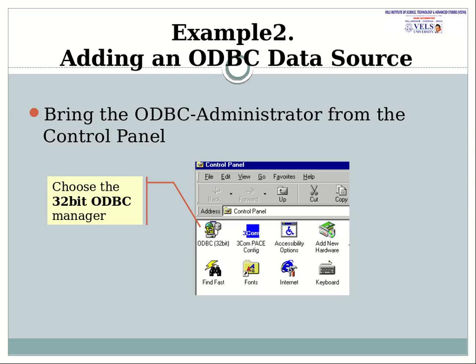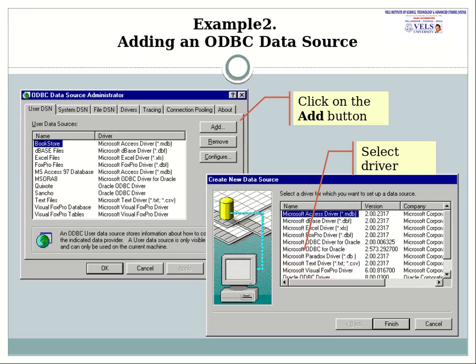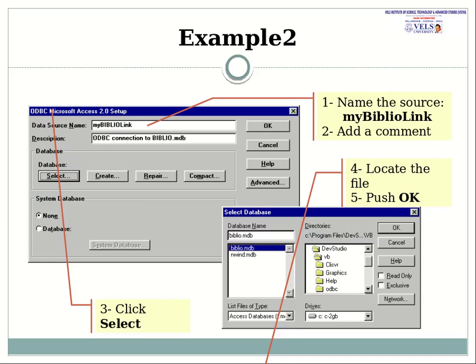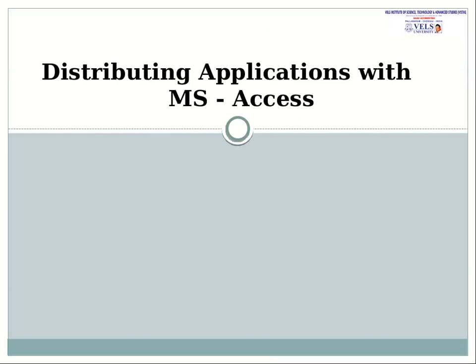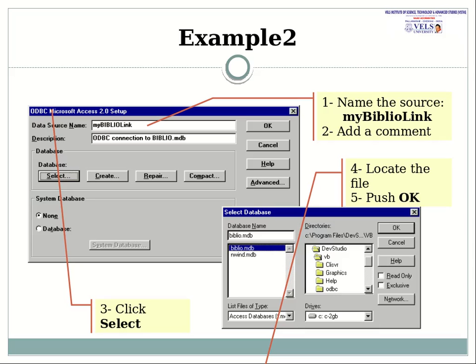You get this from the ODBC Administrator in the Control Panel, the ODBC 32-bit manager. Click the Add button and choose Microsoft ODBC for Oracle. First, enter the name of the data source; then add a description; third, select the database name as bibliolib.mdb; and fourth, locate the particular MDB file and click OK. So this is an example of an ODBC connection with VB applications.